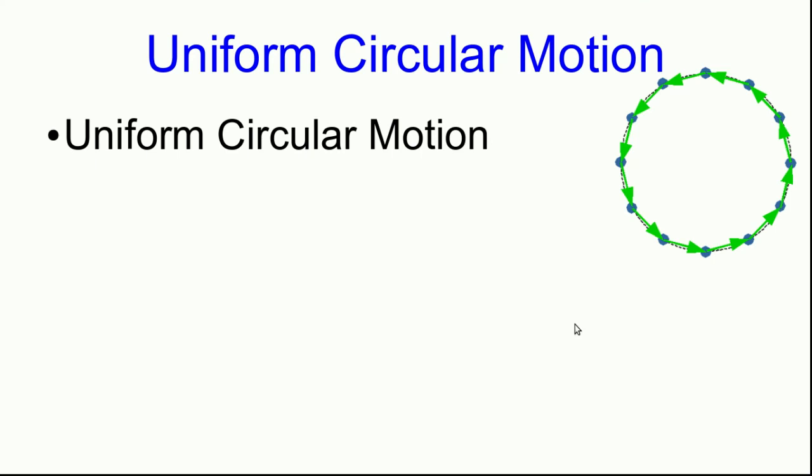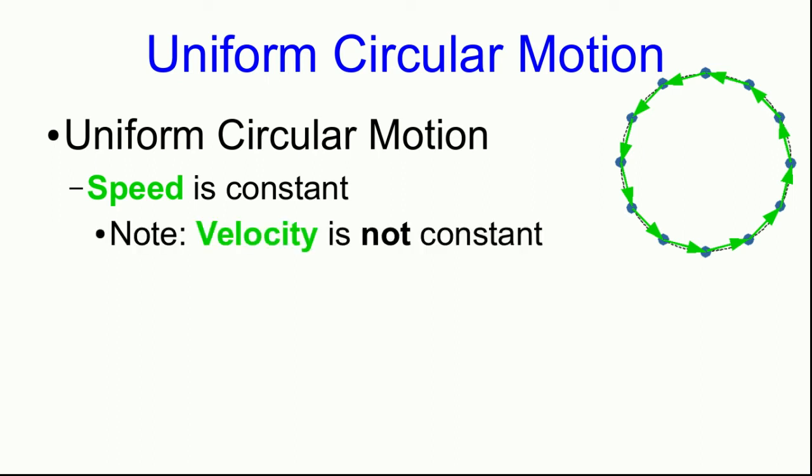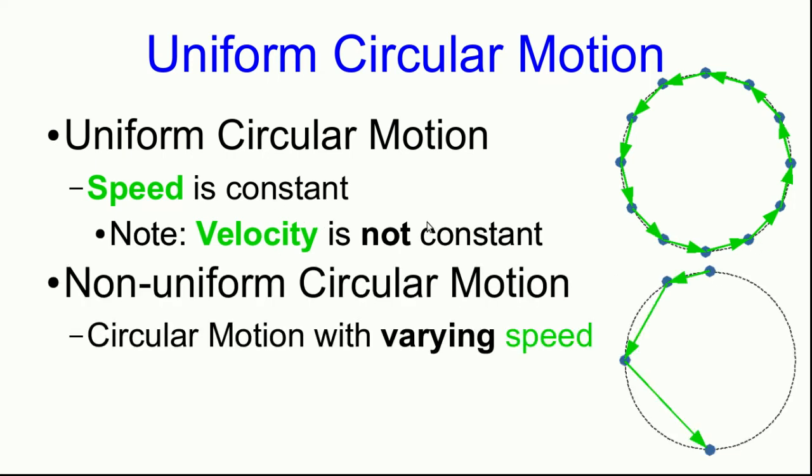We'll often talk about uniform circular motion. That means motion around a circle with constant speed. Notice the speed may be constant, but the velocity most certainly isn't. The velocity is changing direction continuously. We're also going to spend a fair bit of time looking at non-uniform circular motion with varying speed. However, most of the rest of this lecture is going to be about uniform circular motion.